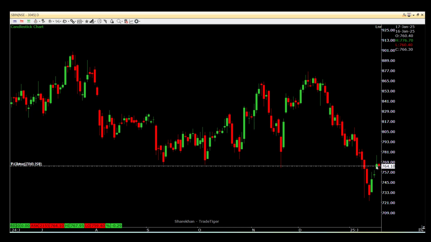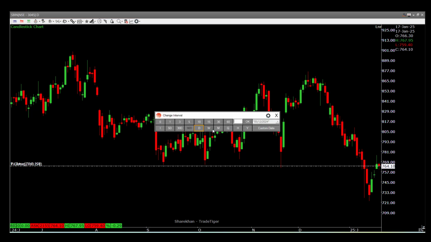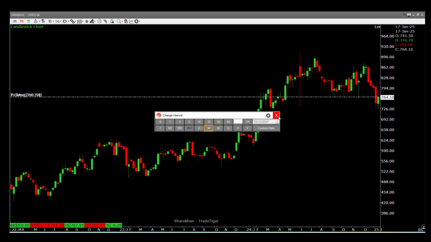So this is how State Bank of India moved on Thursday. Then if you want to know how it behaved on Wednesday, you can see on 15 January how it moved. So in this way, it is the daily chart. Now if you want to know about the weekly, how State Bank of India moves every week.